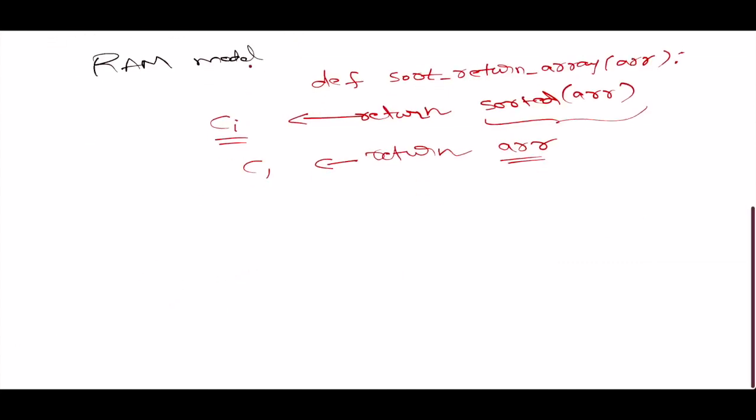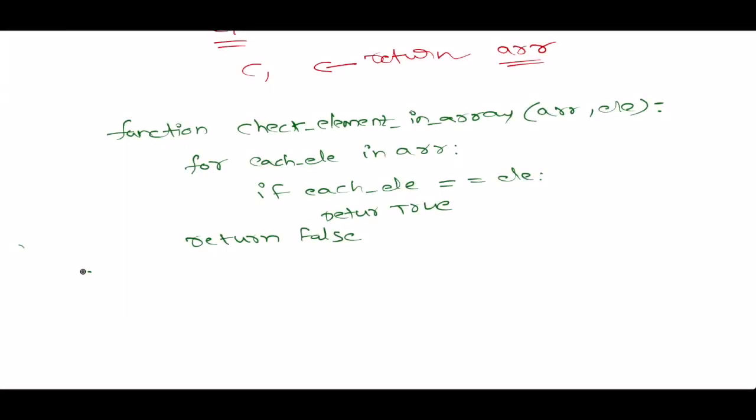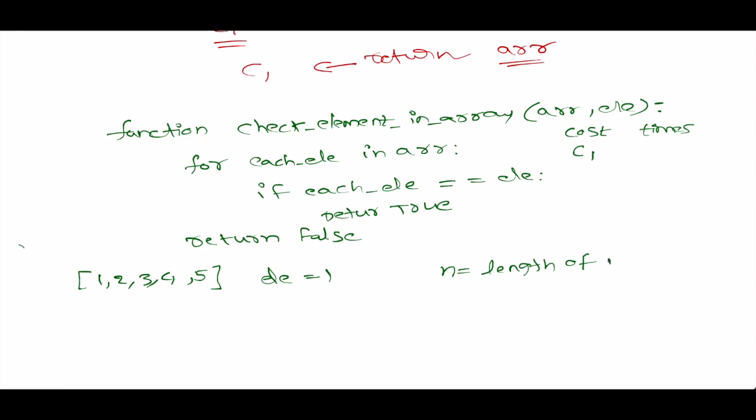Now let's take another example. Let's say I have an array 1 2 3 4 5, and the element I want to find is 1. How much cost does this take? Let's say this is the cost, and these are the times. For this, what's the cost? We can assume C1, and the number of times is the length of the array. So in this case, n is the length of the input array.